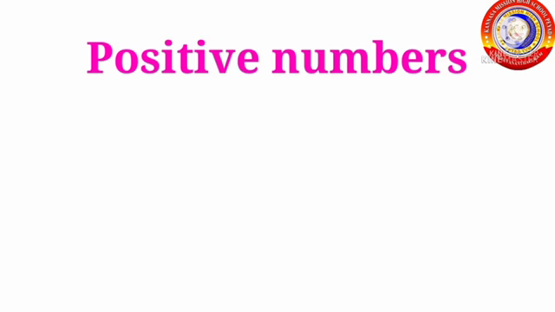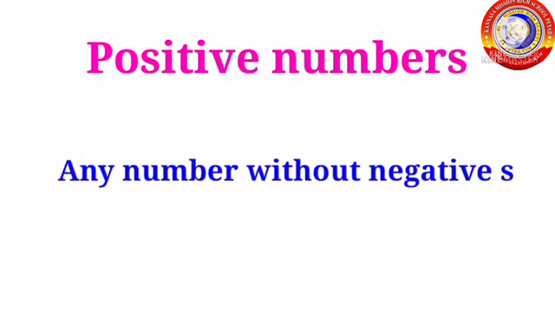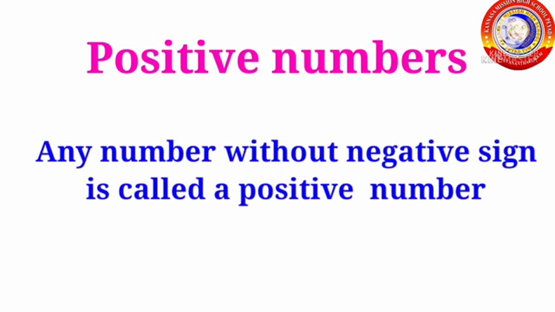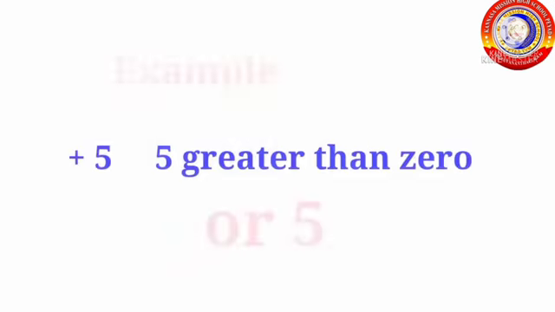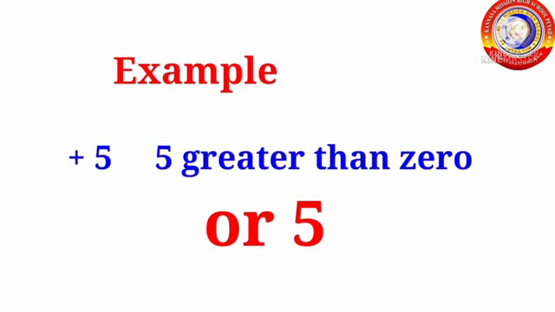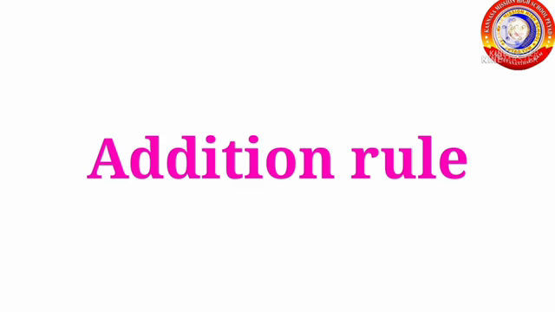Students, what about positive numbers? Any number without a negative sign is called a positive number. For example, plus 5 is a number 5 greater than 0, or simply we can represent it as 5. Next, we have to learn the addition rules of numbers.